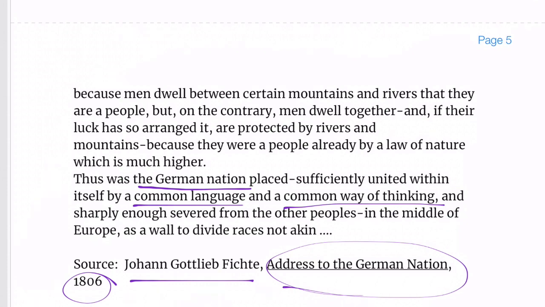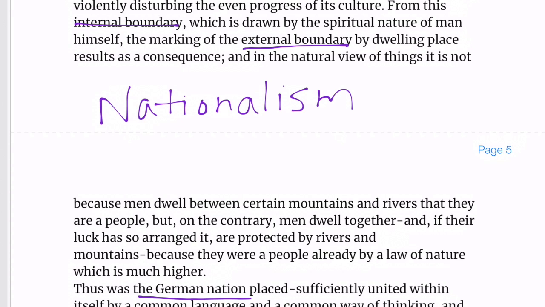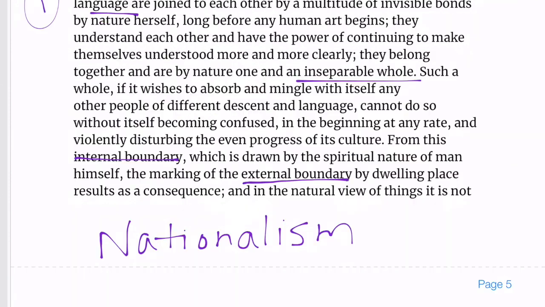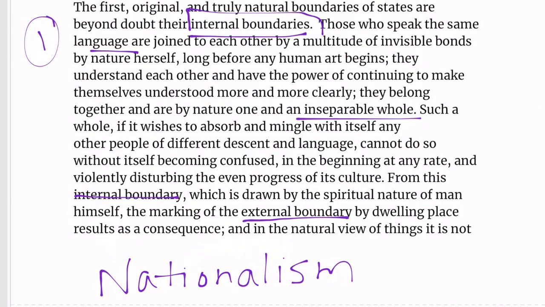So what is this describing? One word: nationalism, right? He's talking about how, hey, we're all the same people because of our language that combines us and our culture that combines us. So nationalism. It's a feeling that because we have a common culture, we should just automatically also have a common territory. So the main point from this document is nationalism and how it comes into play as Germany unifies.